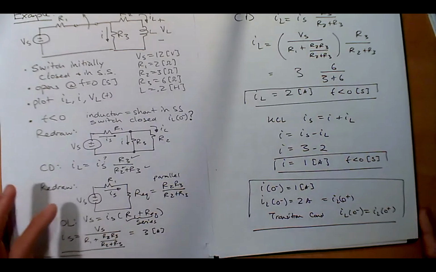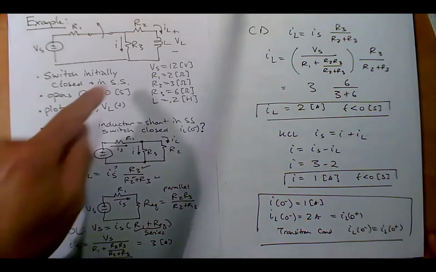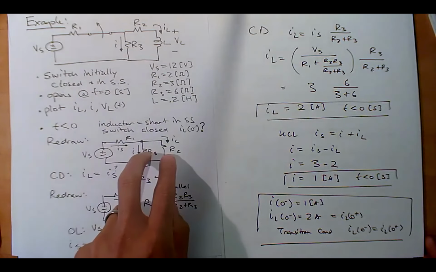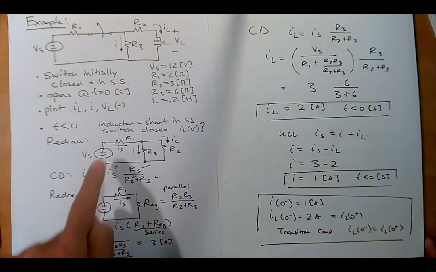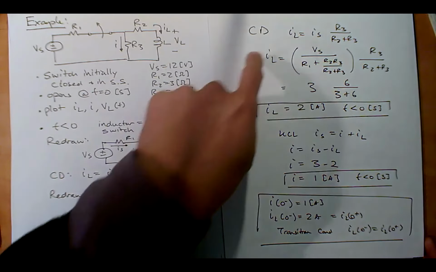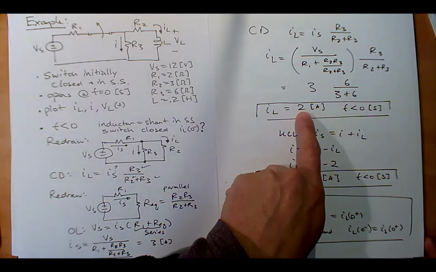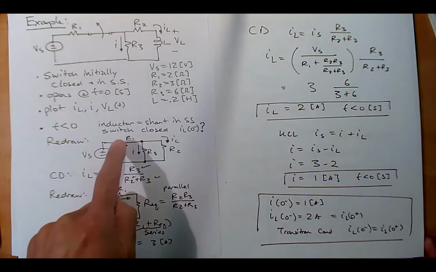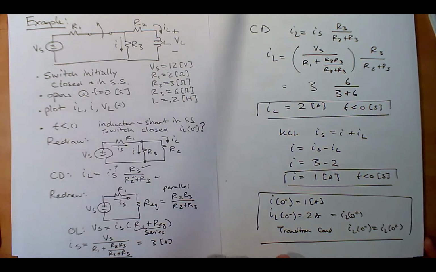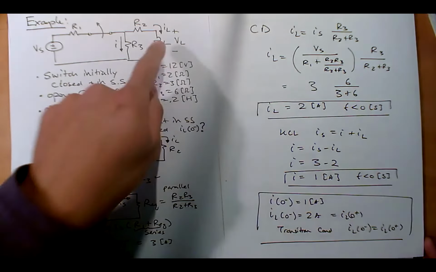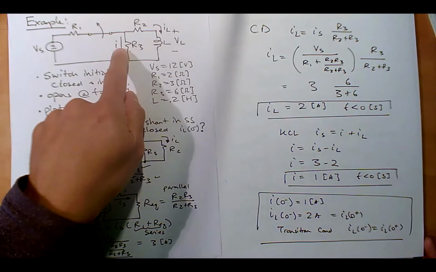But what we did was we analyzed it with this. I know it looks kind of crazy, but we analyzed in steady state, just these two resistors, current divider, squashed the resistors together, solved for the total current, brought that total current in, solved for the current divider again, got the 2 amps. KCL tells me if that's 3 and that's 2, well, that's 1, easy, okay? And we used the transition condition to show us that if IL of 0 minus is 2, well, IL of 0 plus is 2. So the current in the inductor can't jump, even though the current here in R3 can.